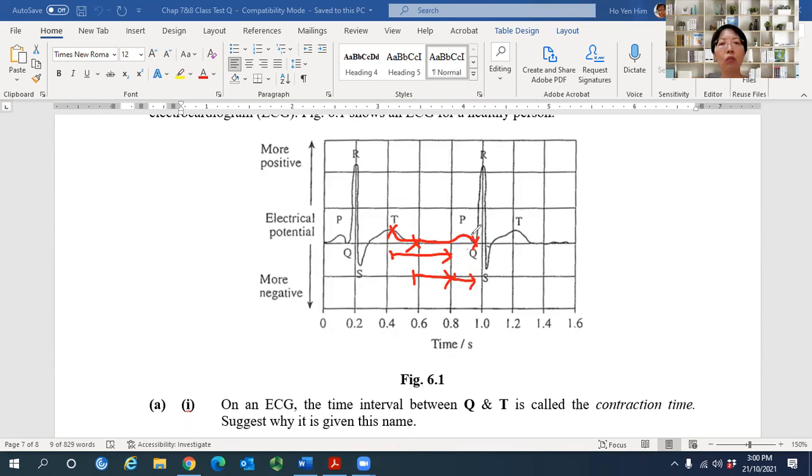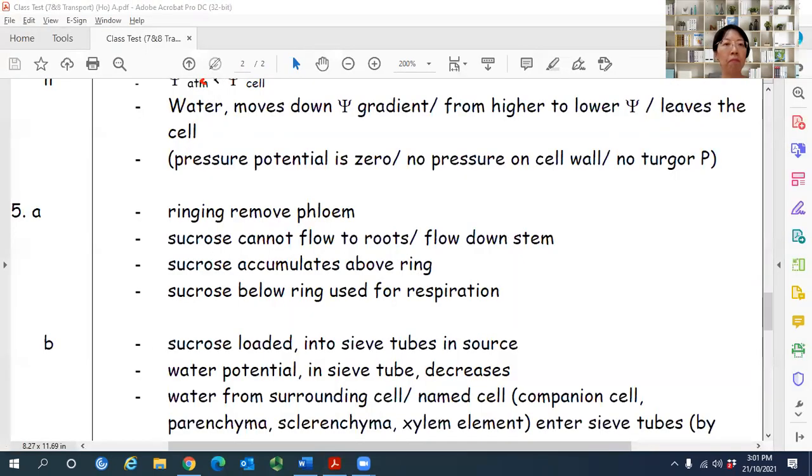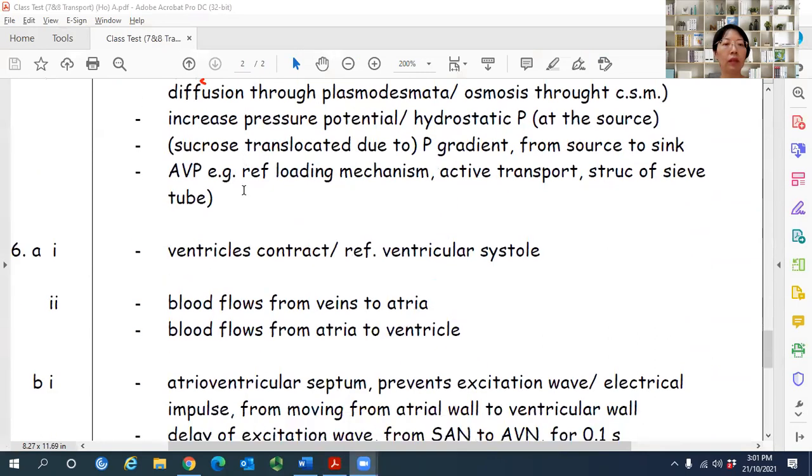So that's why T to Q is considered filling time, because this is the time when the atria are being filled up by the blood from the veins and the ventricles are being filled up by the blood from the atria. So that's the answer. So you need to write: blood flows from veins to atria, blood flows from atria to ventricle.